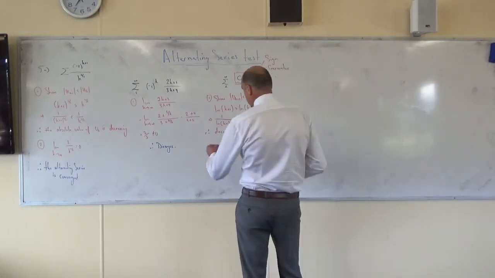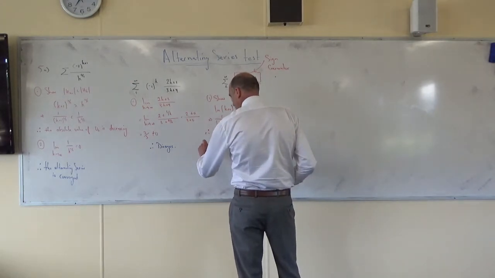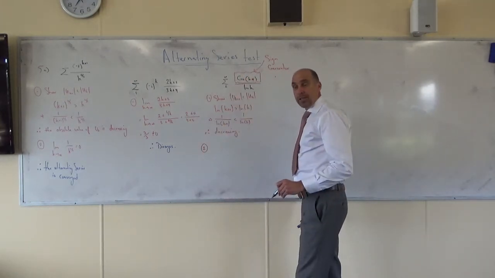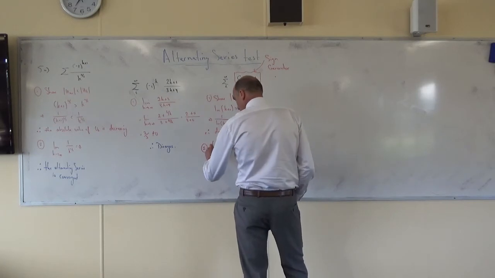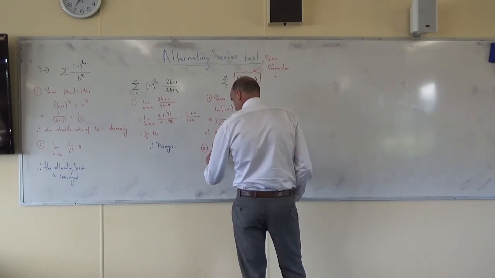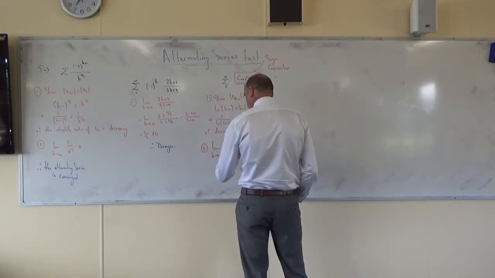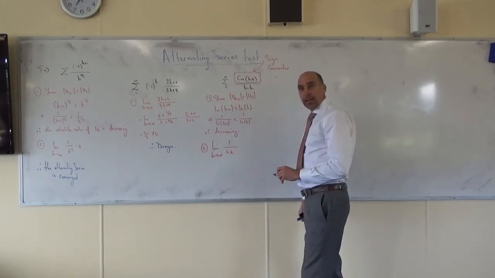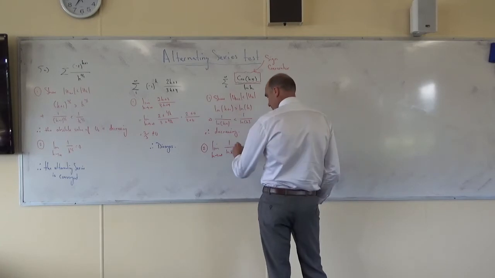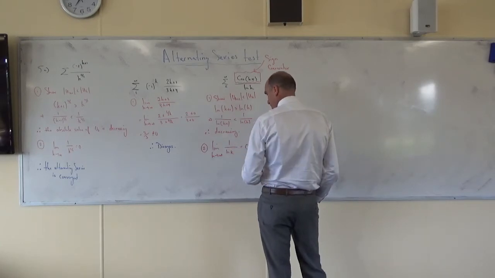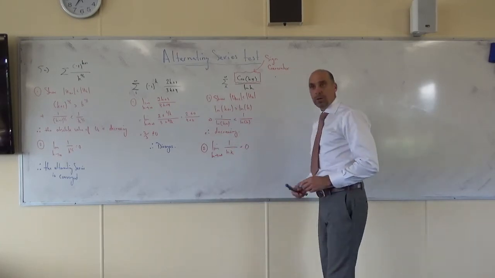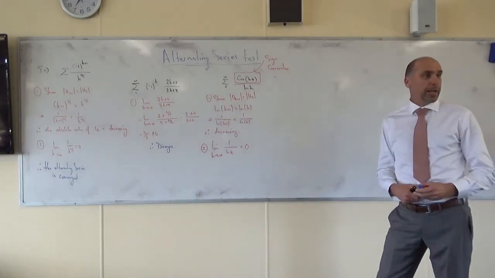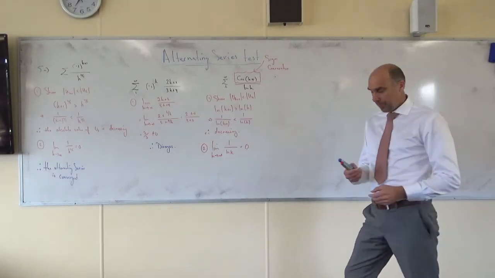So let's go to the second test. What's my second test? Basically, I've got to show that the limit as k approaches infinity of 1 on ln k, and what's that limit equal to? 0. Therefore, this alternating series here is convergent.